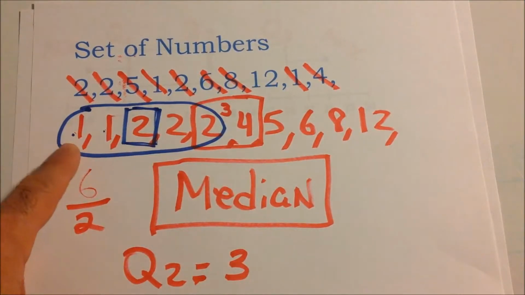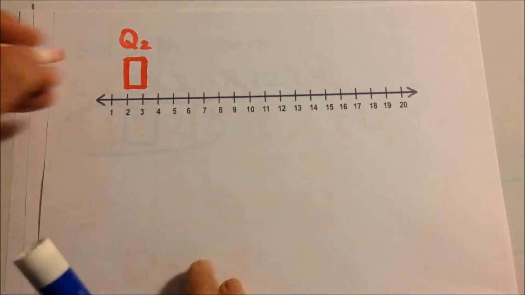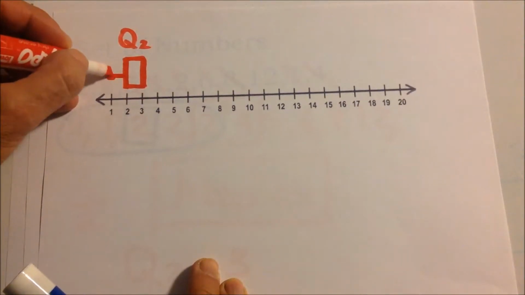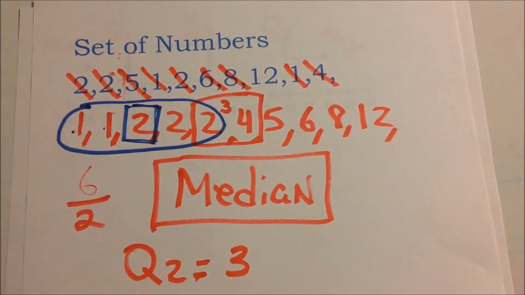The minimum number we have is 1. That's the lower extreme, so that'll be our whisker. Now I can make a little whisker here. Okay. Now let's look for the third quartile.